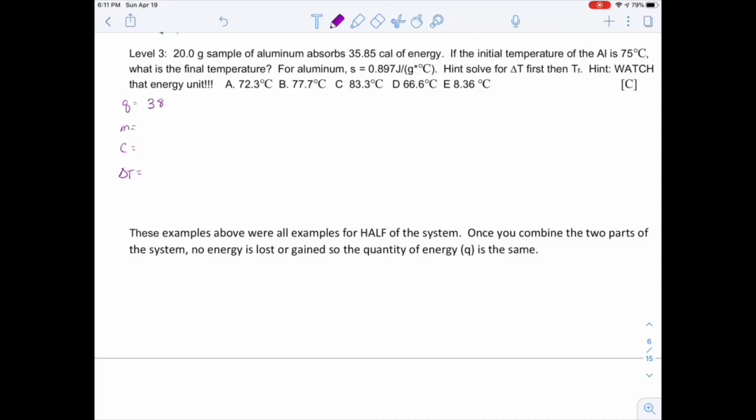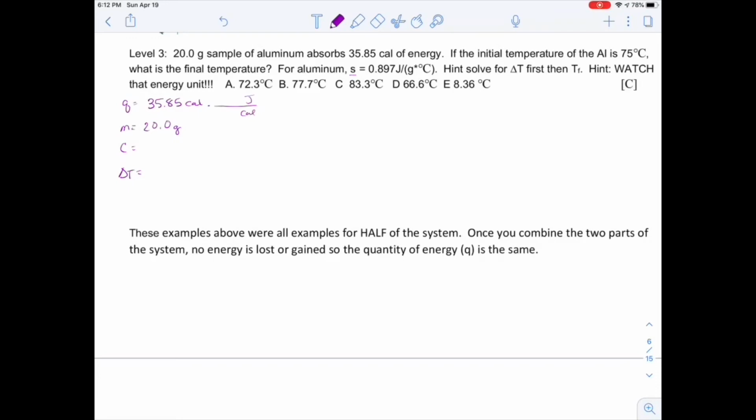I look through and I see that the one dealing with energy is 35.85 calories. Now I'm not going to get out the calculator yet. I know it's not in the right unit, but I'm just going to make the little notation here so that I can see that I'm going to go from calories to joules. My mass is listed as 20.0 grams.